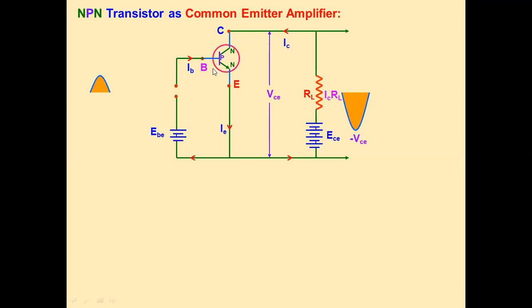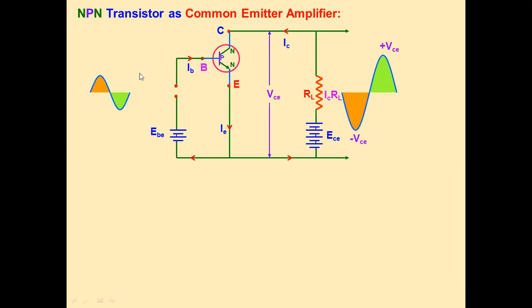Then what happens? This input signal changes the base current, or it forward biases the base and emitter junction, and due to this the base current changes, and at the same time the collector current changes. When the collector current increases, the voltage drop across the load resistance increases. So the output voltage at the load resistance increases, meaning the input signal is amplified at the output, but there is a phase change of 180 degrees because this transistor is used in inverting mode.